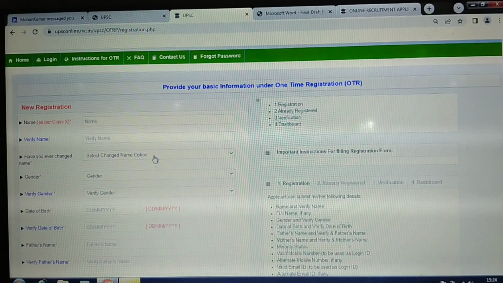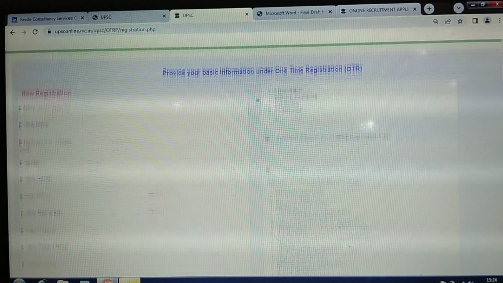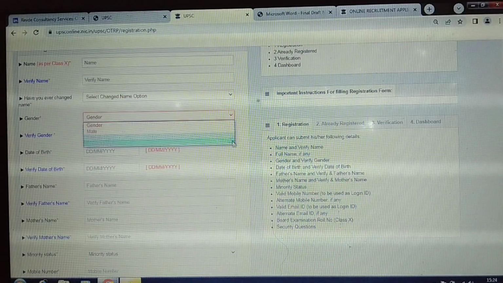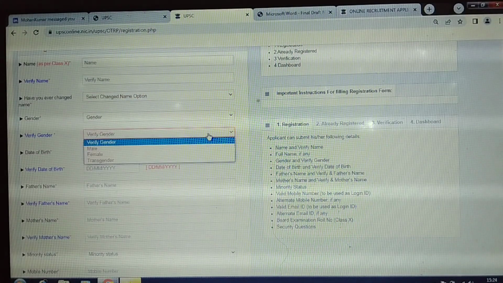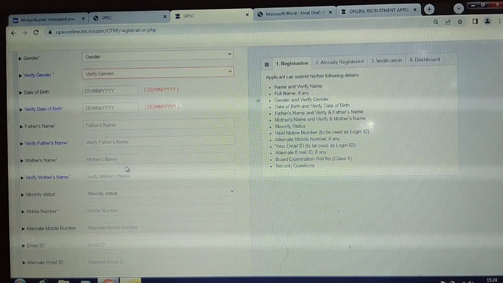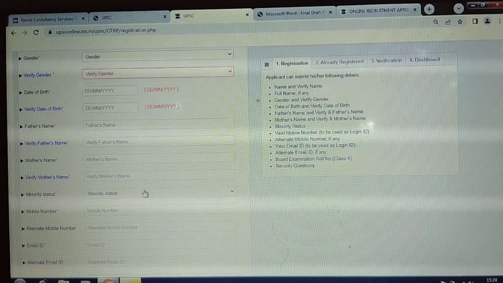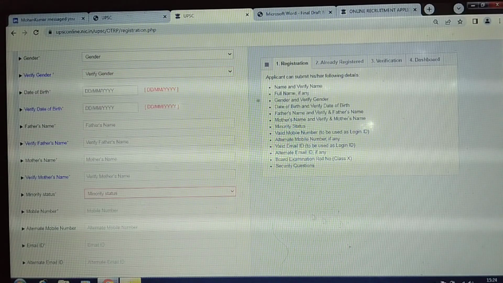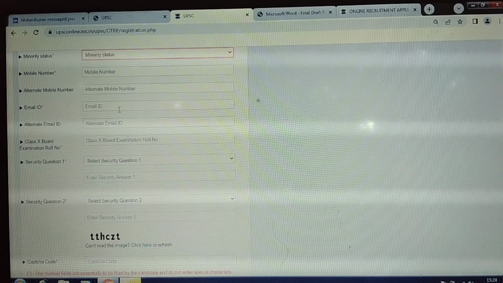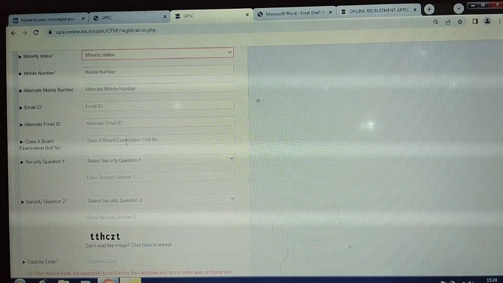the new registration. Then you have to register your details, like name, verify name, then have you ever changed name? You can select yes or no. Gender, you can select gender or gender verify. Then date of birth, verify date of birth, father name, and verify father name, mother name, and verify mother name. Minority status, yes or no.